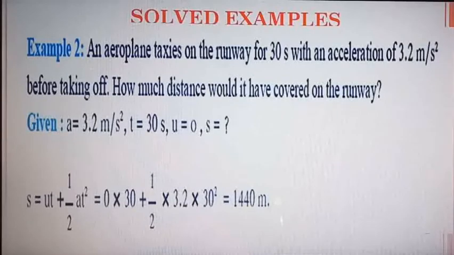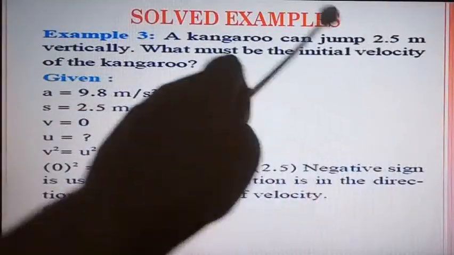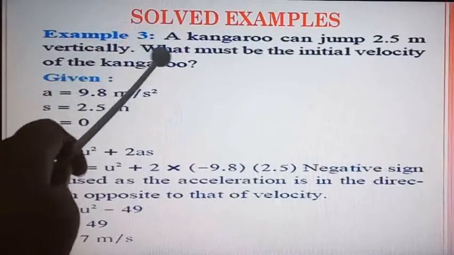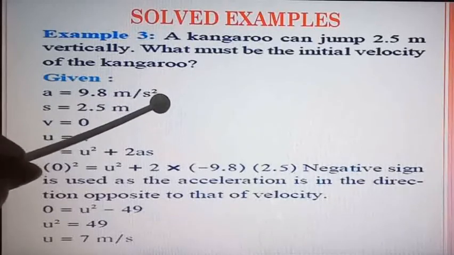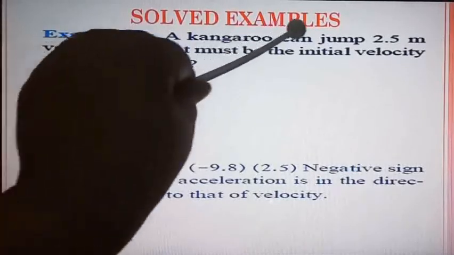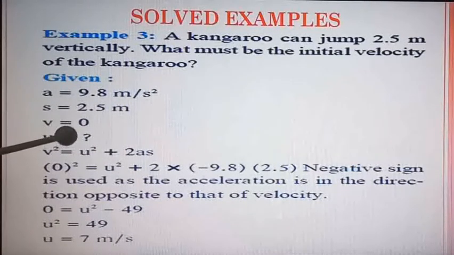Next solved example: a kangaroo can jump 2.5 meters vertically. What must be the initial velocity of the kangaroo? What is the acceleration? 9.8 meters per second square. What is the displacement? Jumping 2.5 meters. So 2.5 meters is the displacement. Initial velocity you have to find out.